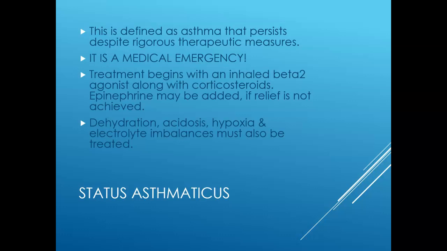We try to treat initially with the beta-2 agonist, albuterol, along with any corticosteroids. Epinephrine may be added if relief is not achieved. Eventually what we see with someone in status asthmaticus is dehydration. They will be in respiratory acidosis, they'll suffer from hypoxia, and they'll have electrolyte imbalance, and all of those need to be treated, and they will need to be in the hospital for that, or have emergency called so that these things can be administered.